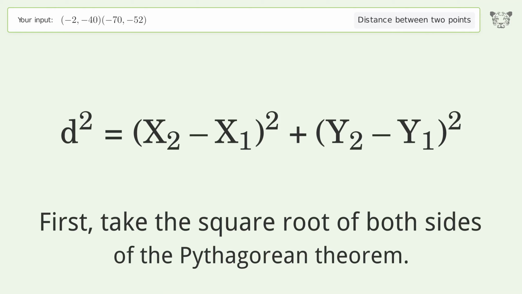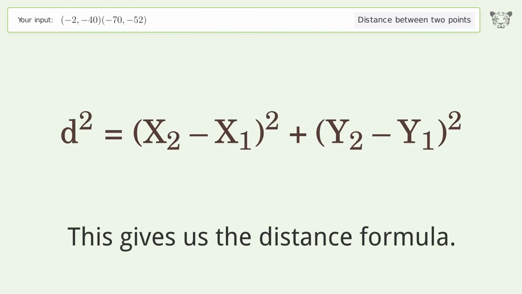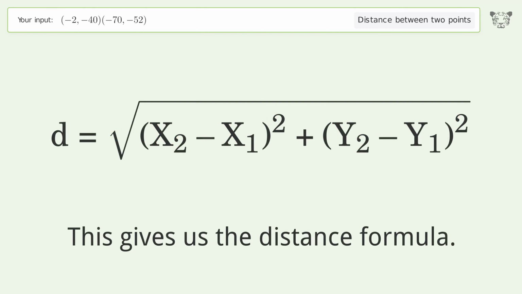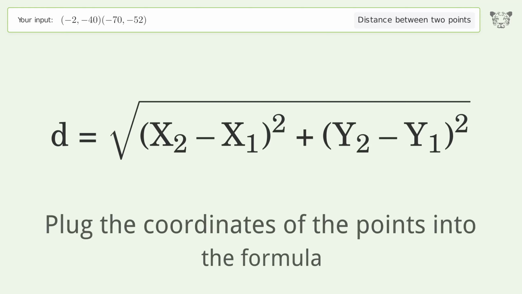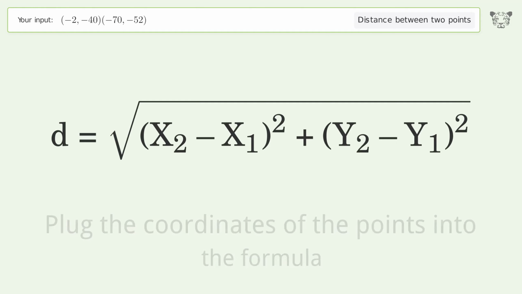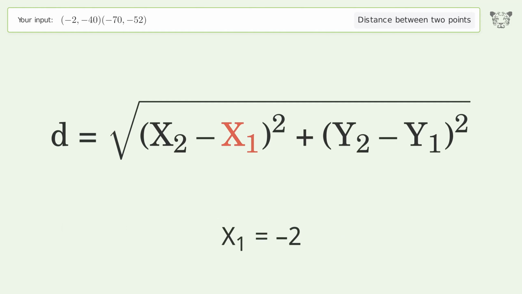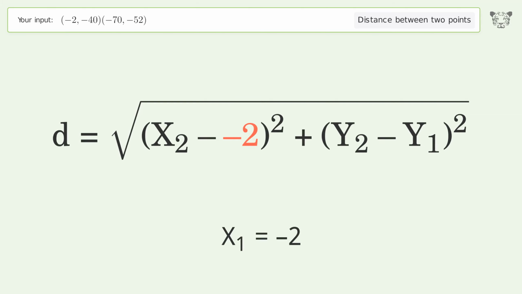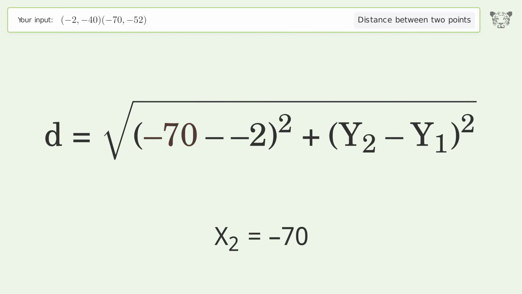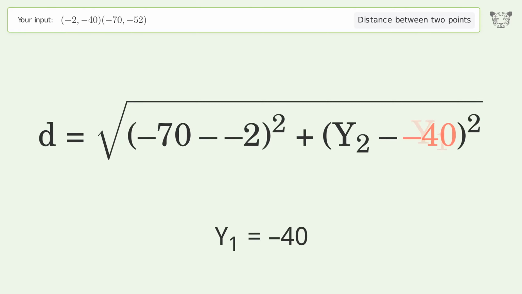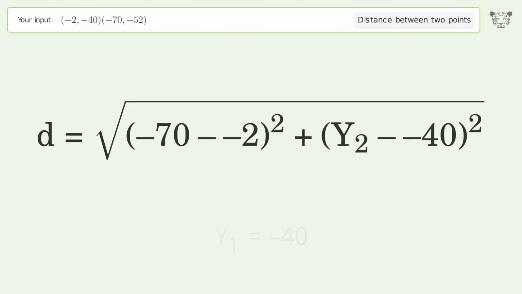First, take the square root of both sides of the Pythagorean theorem. This gives us the distance formula. Plug the coordinates of the points into the formula. x1 equals -2. x2 equals -70. y1 equals -40. y2 equals -52.